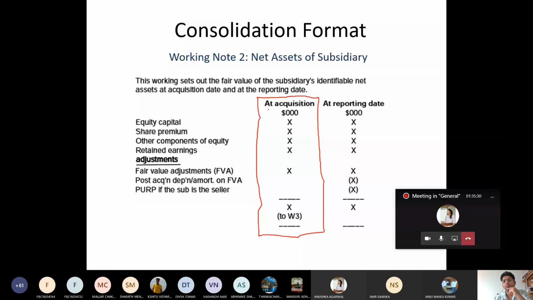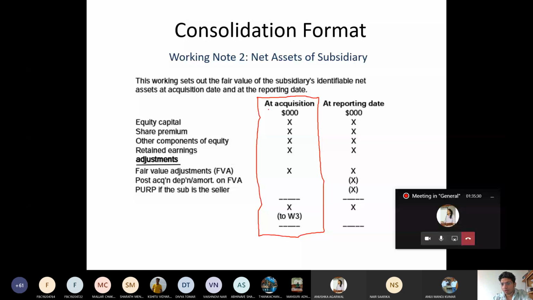Okay, understood. So now pay attention. I made one more column, with the same amounts and the same concepts, that is the value of the company at reporting date. What is the value of the subsidiary company at reporting date? That will have these two additional adjustments, depreciation adjustment and PURP adjustment. What is PURP, I'll explain in detail later on. So I'll adjust for these two additionally. Correct. So I'll get the value of the company at the reporting date.